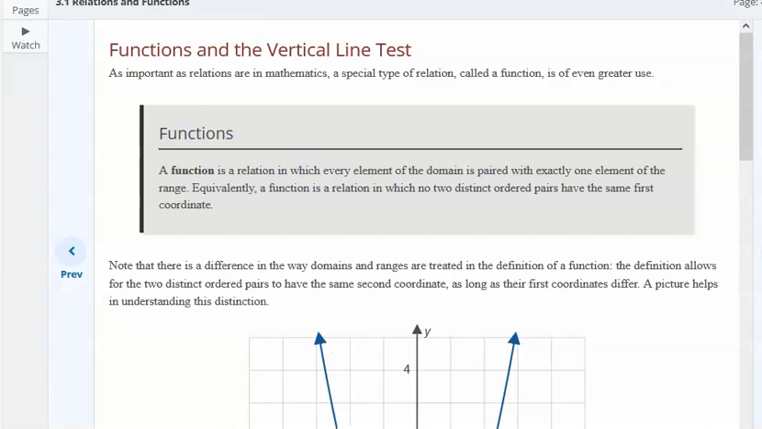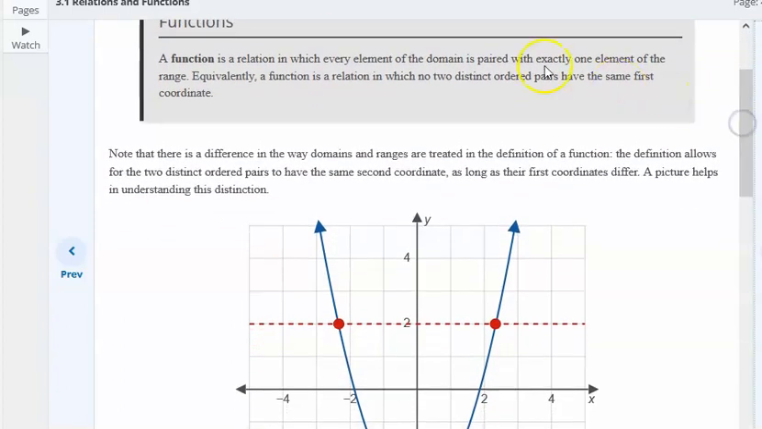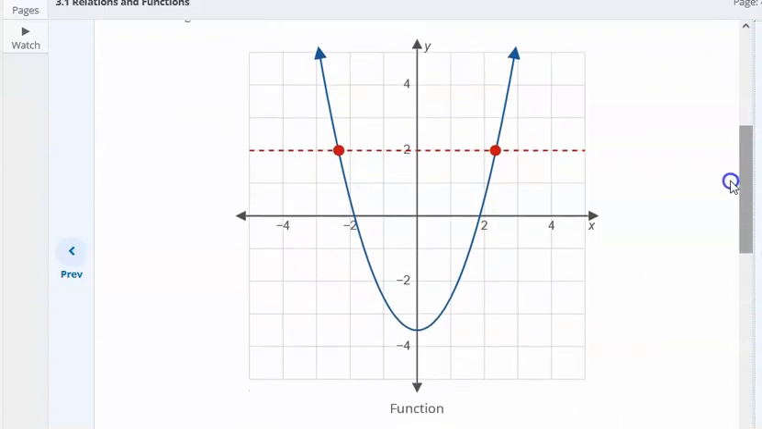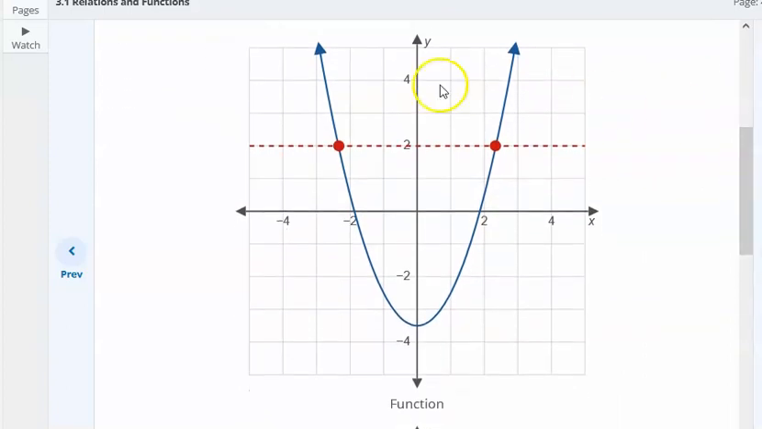Now, in this section, we're going to take a look at functions and the vertical line test. Let's raise it up. Now, we have said what a function is. Something is a function if the x element in a series of relations is only used once. If the x element is used more than once, then it's not a function. And for this, we get to use what is called the vertical line test. Now, what is the vertical line test? Well, let's make a vertical line here.